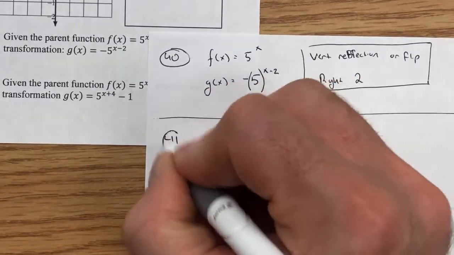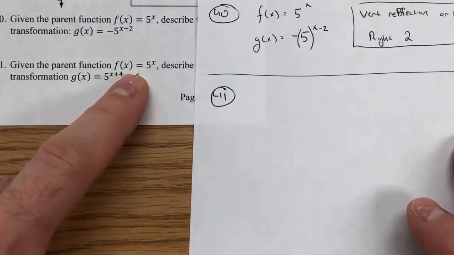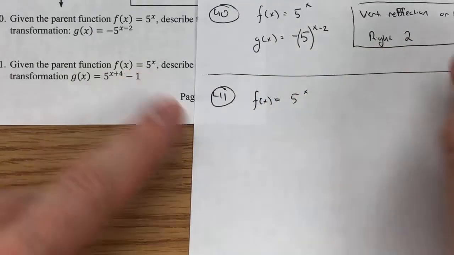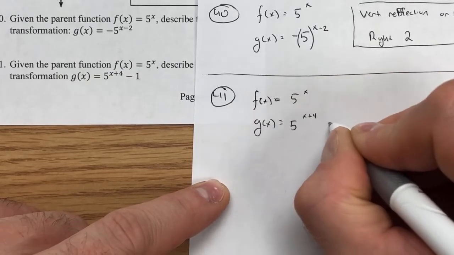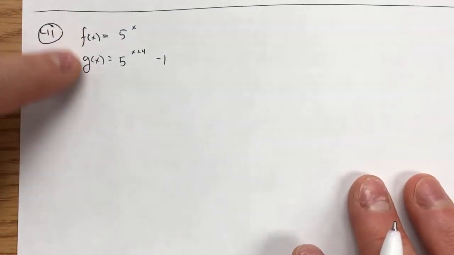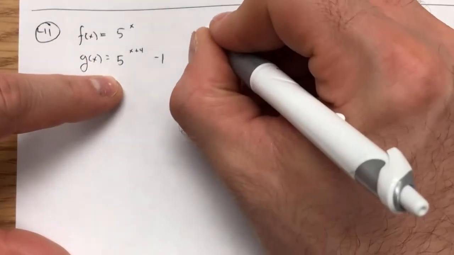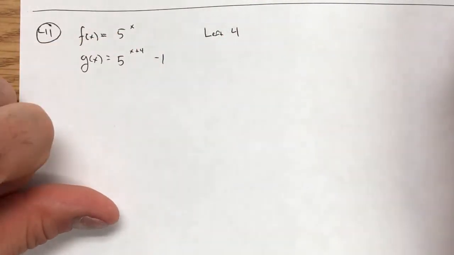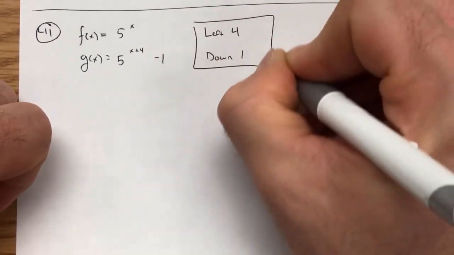Okay. So number 41, we have a very similar setup. We have the parent function f of x is equal to 5 raised to the x power, and my g of x is equal to 5 raised to the x plus 4 power, minus 1. Okay? So I want to describe what happened from this function to this function. Well, I'm noticing that my plus 4 is in the power, which means that is going to be a leftward motion by 4. I also notice I'm now subtracting 1 outside of the power, so I'm moving the graph down by 1. And there we go.